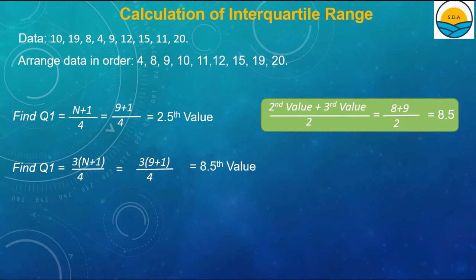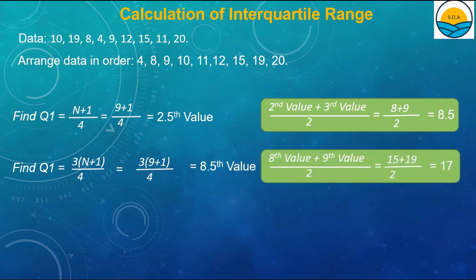In order to find out my 7.5th value, I will have to do 7th value plus 8th value divided by 2. So the 7th and 8th values in my data set are 15 and 19. So 15 plus 19 divided by 2 is 17. My quartile 3, third quartile, is 17.